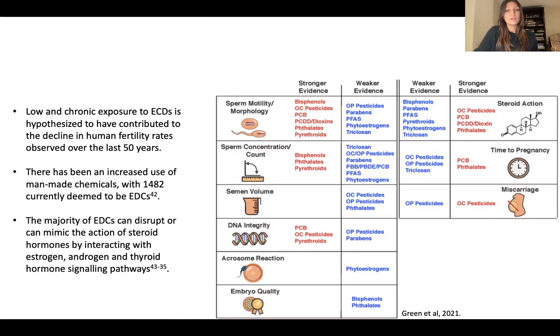So because of this increased use of man-made chemicals, with over 1,400 currently deemed to be EDCs, there's been a lot of cause for concern about the impact of these endocrine disruptors that have become much more prevalent in our everyday environment on how they impact fertility.